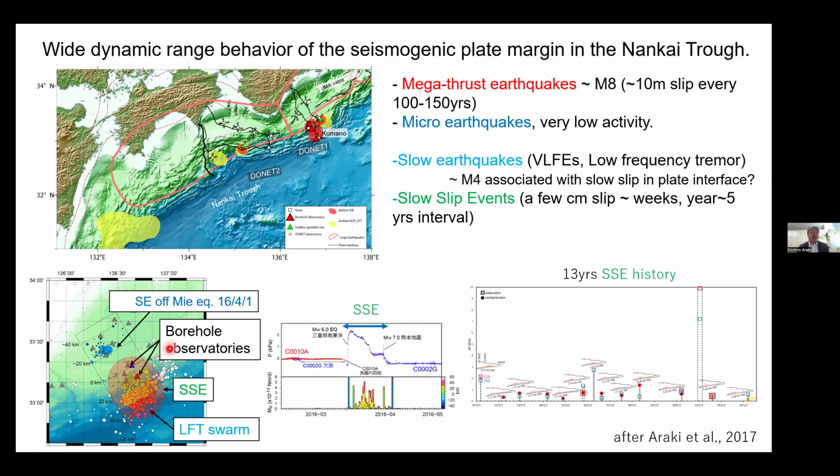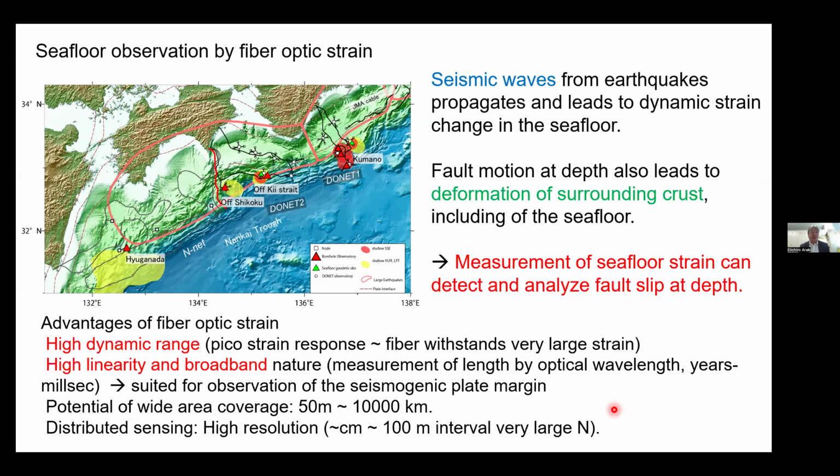Here, the magnitude 6 earthquake in the plate interface triggered an offshore slow slip event and propagated toward the trench, with a very active swarm of slow earthquakes. We have a record history of such triggered and recurring slow slip events by the borehole observations shown here. Now, we are aiming for monitoring these slow slip events in the wide area in the Nankai Trough subduction zone. We think that fiber optics is a very effective means of observing these phenomena in the Nankai Trough.